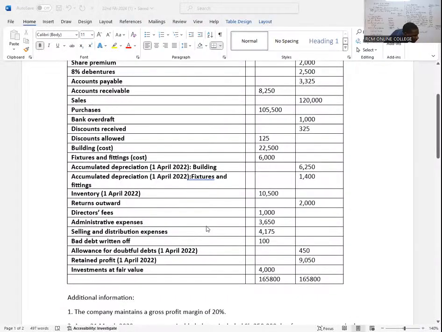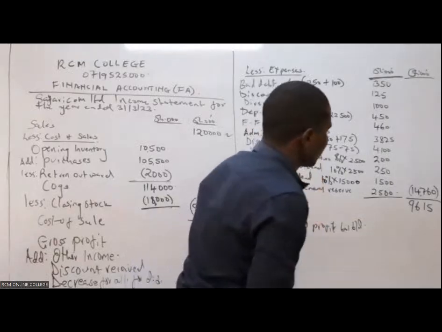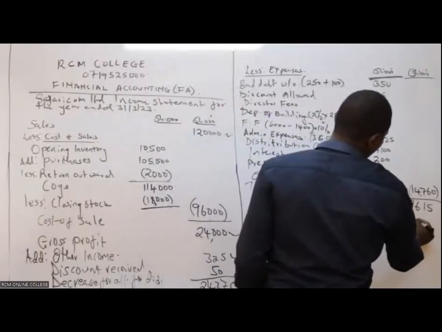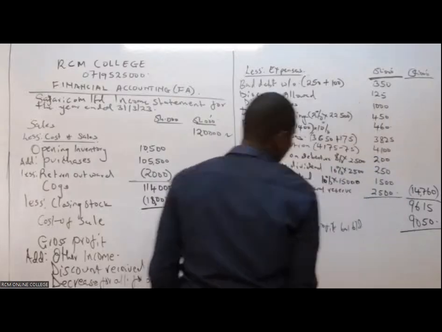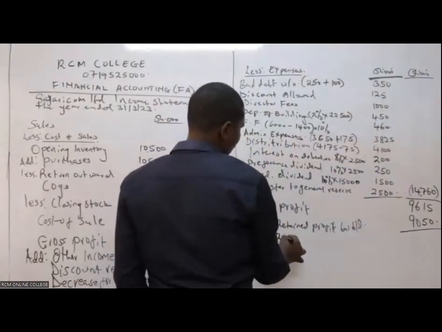Can you look at the second? Is it the second? Yes, the second last item. Investment at fair value, and then we have retained profit as at first of that. How much is the retained profit? Can you see 90, 50? So that now we get profit for the 90, 50. You add that, then you get retained profit carried down.